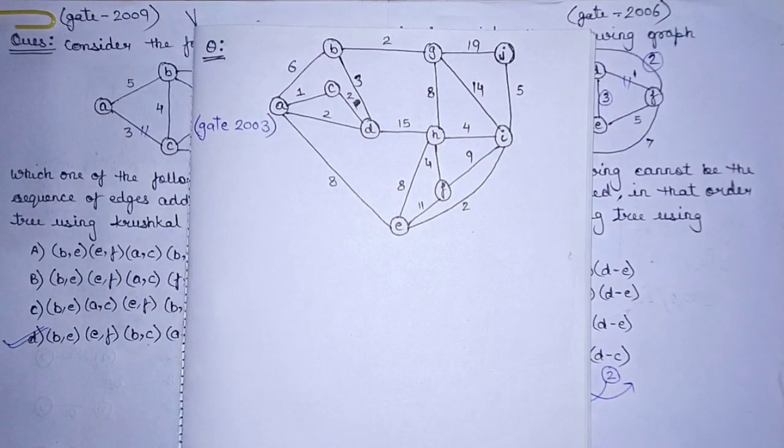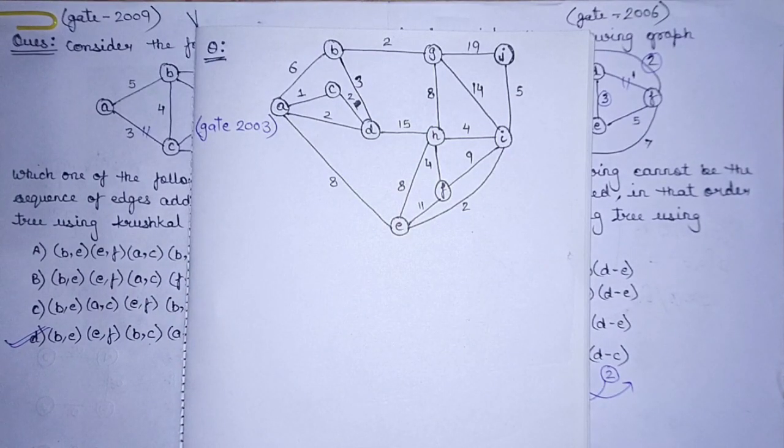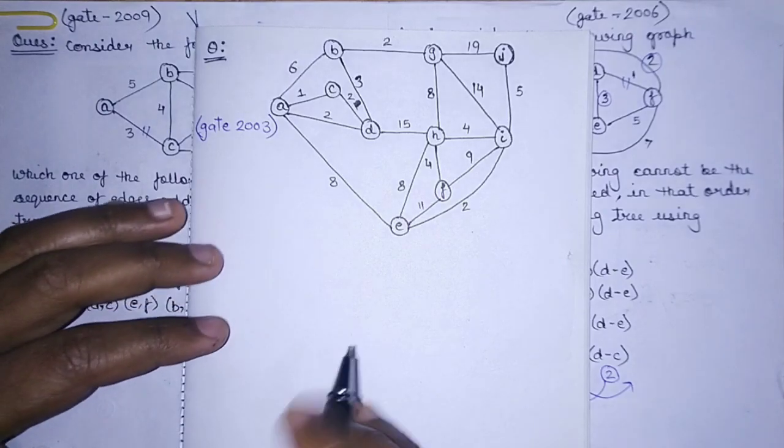So this much big graph was given, and in this graph he was simply asking what will be the minimum cost of this spanning tree if you find it out using Kruskal. You can find it out using Kruskal also, using Prim's also. Both will give you the same answer. So if I try to solve it using Kruskal's method, how can I do that?